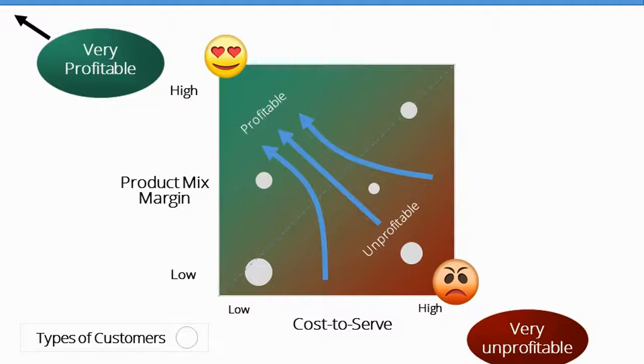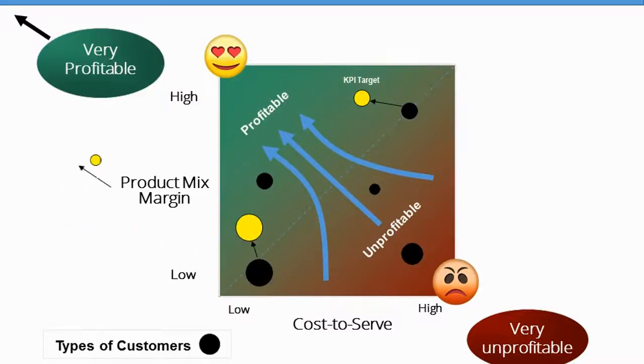So when you calculate and put them on this grid, things become obvious. The most unprofitable customers are in the bottom right because they're buying low margin mix from you and they're difficult to serve, demanding to serve. The most profitable ones are in the upper left because they're buying high margin mix from you and they're easy to serve. And so the name of the game is move the dots. And we'll talk about some of the actions one can take to move the dots from the bottom right to the upper left.